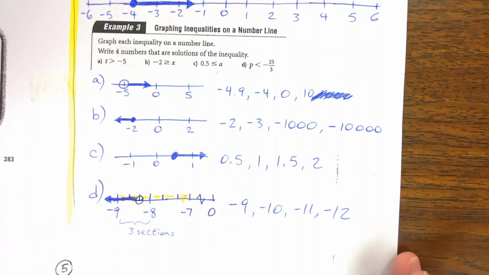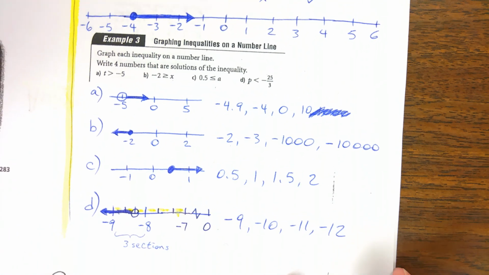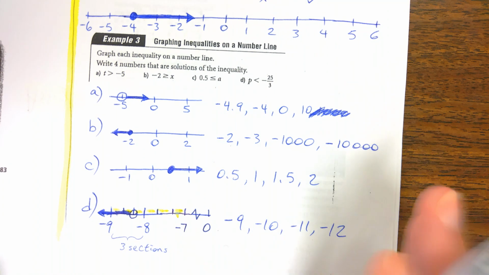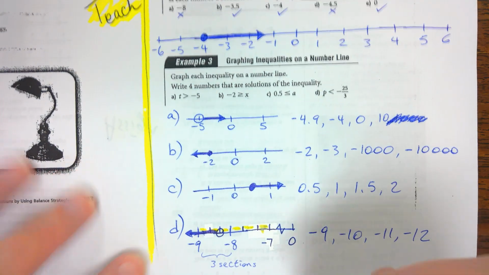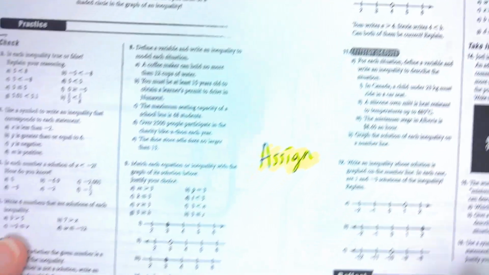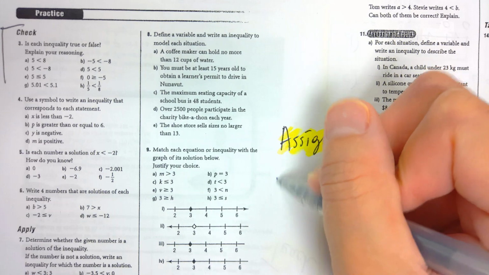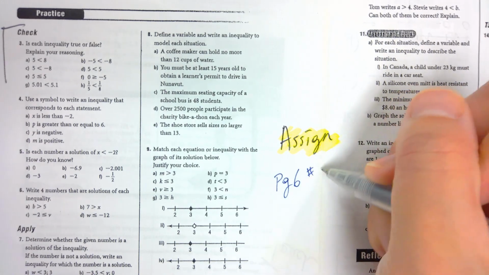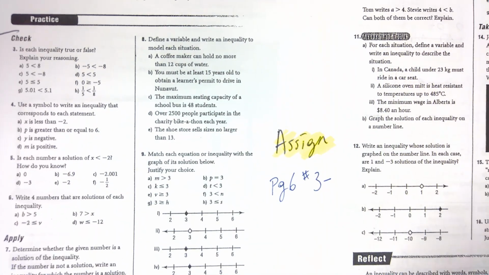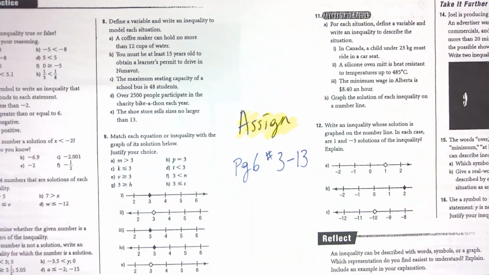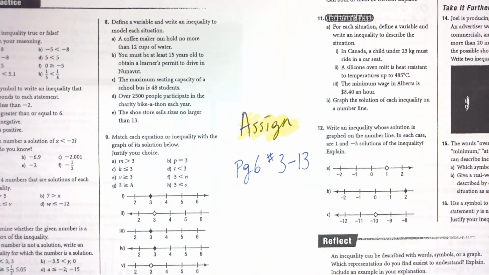Okay, so that was section 4.3. We went over it yesterday, so if there are any questions about 4.3, let me know. Section 4.4 is, oh, actually, sorry. Let me write down what's the homework. The homework for section 4.3 was this right here. It was page 6, number 3 to, what did I assign you guys? 3 to 13? Yeah, 13. Okay, so for section 4.3, that was the homework.